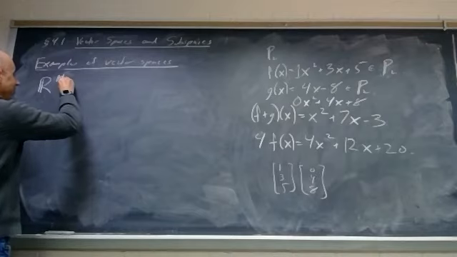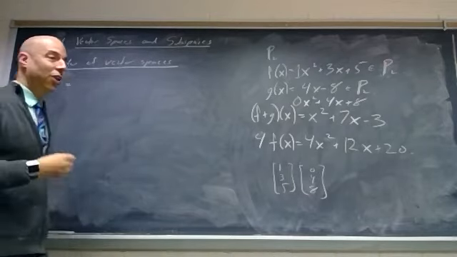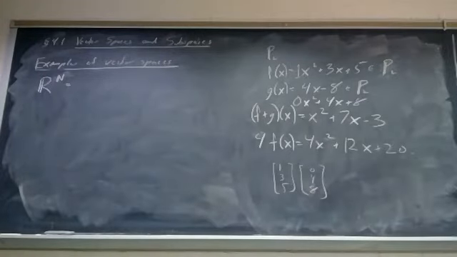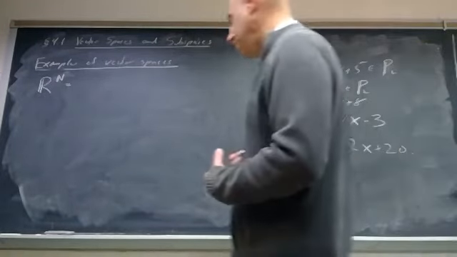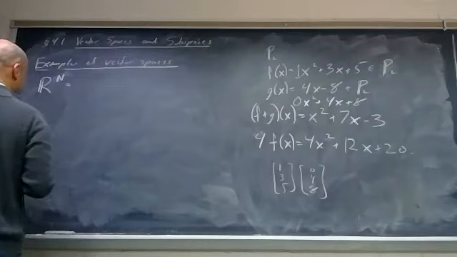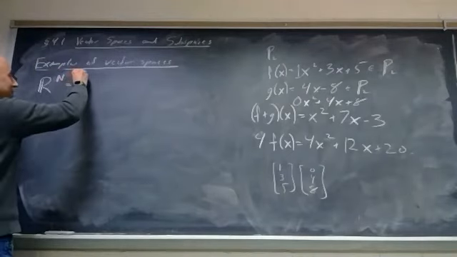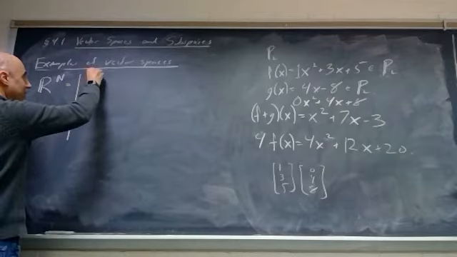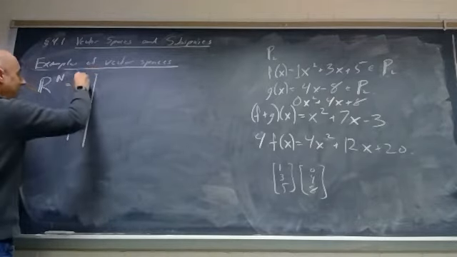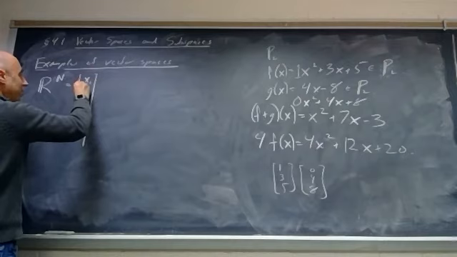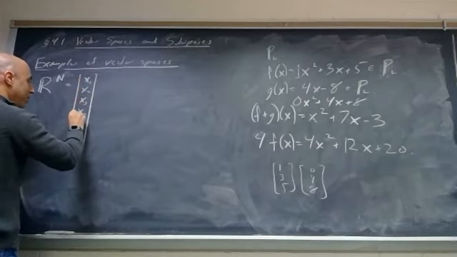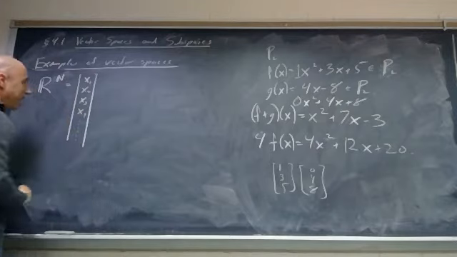And R superscript n will be just like R2 or R3 or R4, where each of those, like R2 has 2 components and R3 has 3 components and R4 has 4 components. This will have infinitely many components. So this goes on forever. It has an x1 component and an x2 component and a 3rd component and a 4th component and so on, but forever.